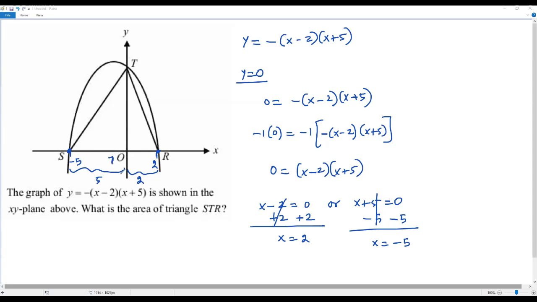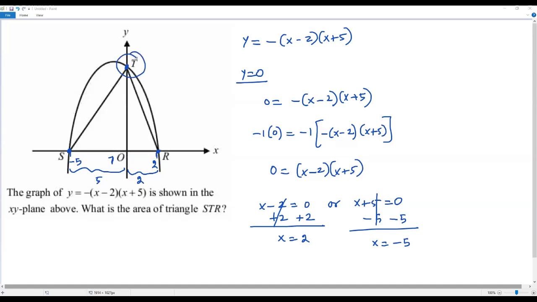Now I have to get the height of the triangle, that is OT. For that, as I said earlier, we have to get the y-coordinate of the point T. So to get the y-coordinate of the point T, I have to plug in x equals 0 into the equation of the parabola, because this point T represents the y-intercept of the parabola. So always the x-coordinate at the y-intercept will be 0.